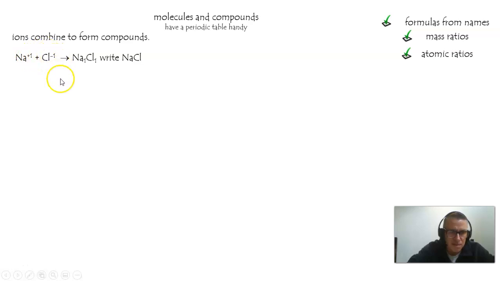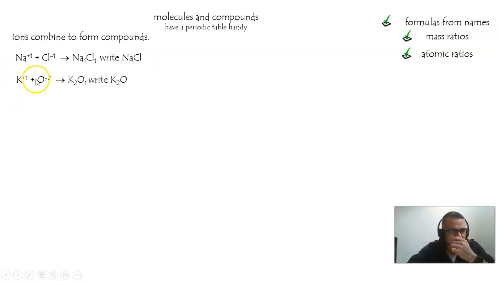Positive to negative means an attractive force. So this will form sodium chloride, Na1Cl1. This is called an ionic bond, a metal to a nonmetal. There's one of each. Scientists drop the ones, and it is implied if you don't see those numbers. Why don't you try this one? Make sure it makes sense to you.